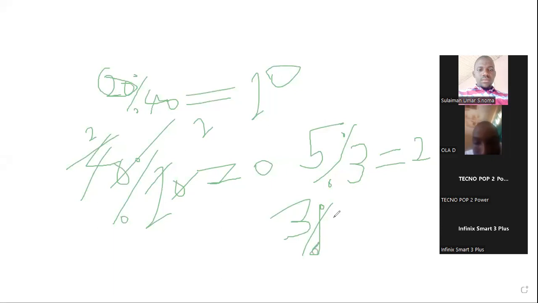Let me leave it like this. 3 modulo 5. Now, what is the answer? 3. Because 3 cannot be divided by 5. Then the answer is what? It will remain 3. Now you understand modulo now, right?